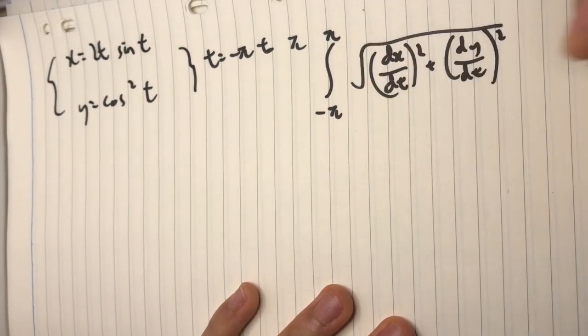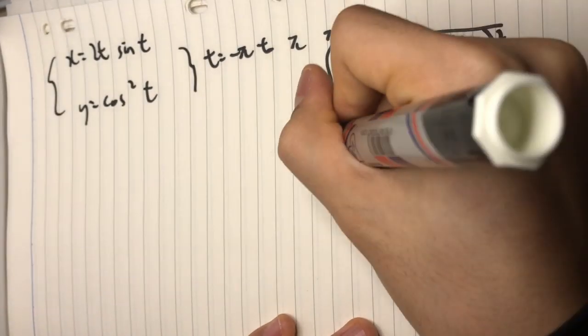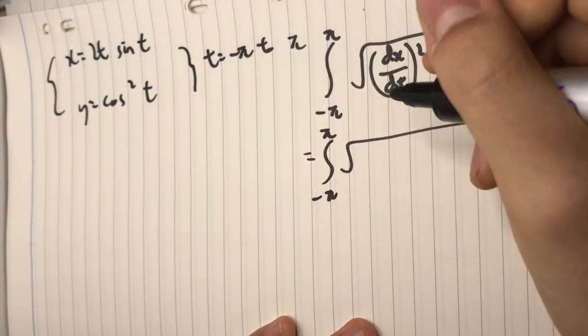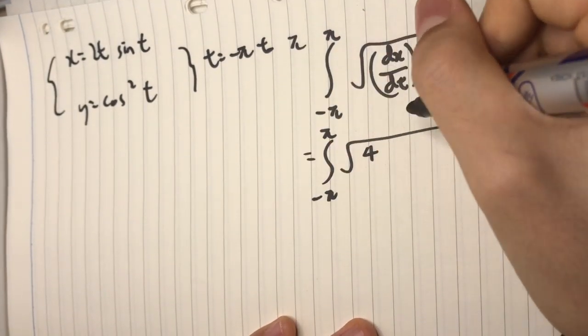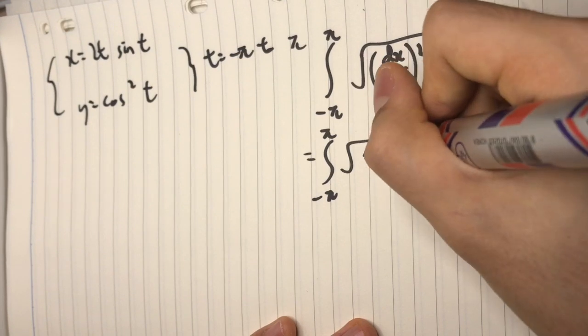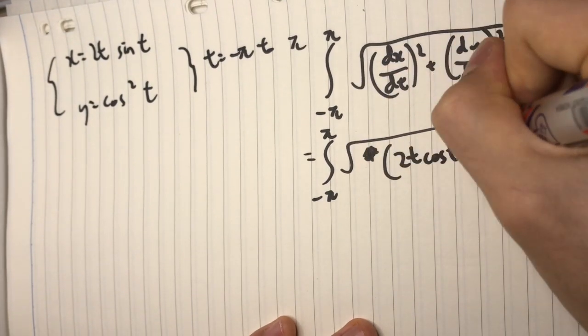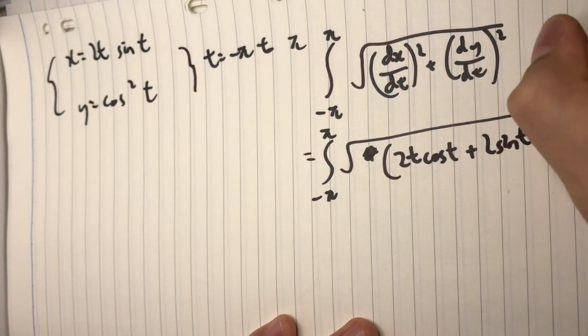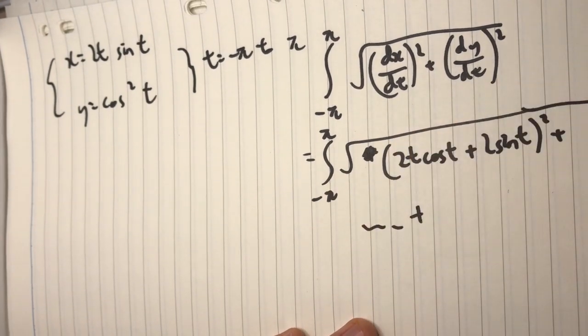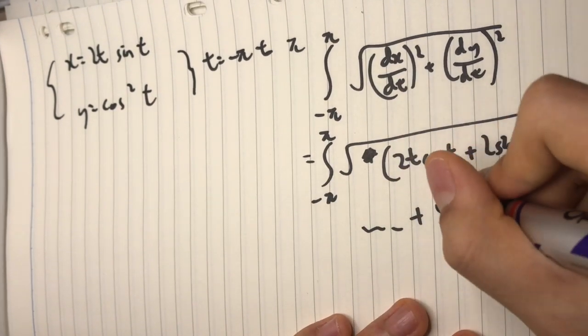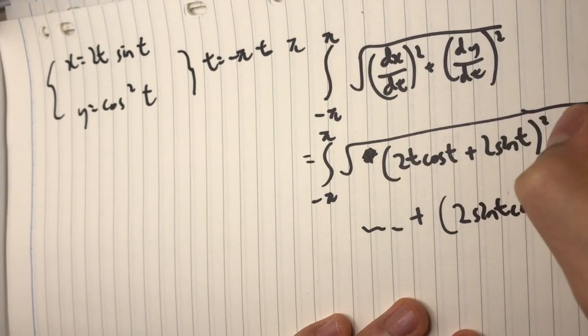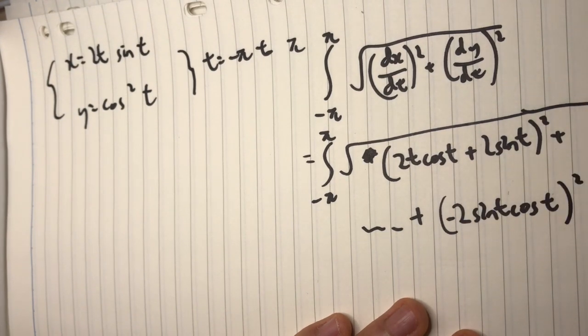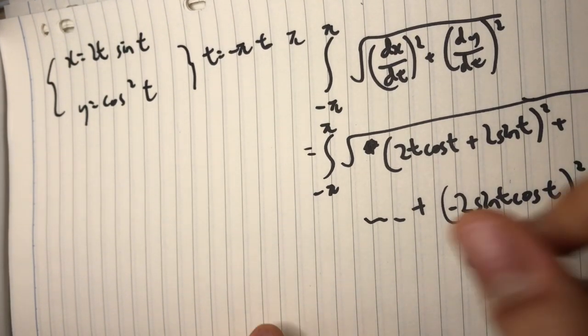The integral of the square root of dx over dt squared plus dy over dt squared from negative pi to pi. I forgot the dt, but it's okay. Doesn't really matter, probably an attention to detail point off somewhere if I did on a test. And I'm just going to apply the integral right away. I'm going to differentiate the 2t sine t right away and the cosine squared of t right away as well. And I'm going to square them.